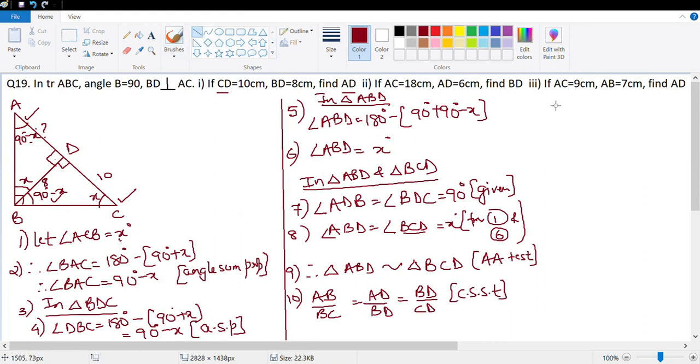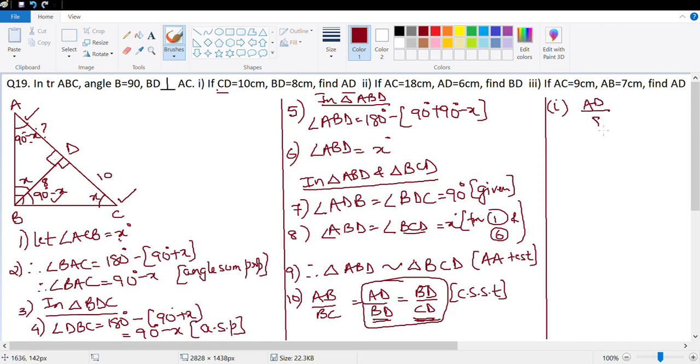Okay, now that we've got all this, let's see if we can figure out the first part of the question. CD is given, and BD is given. I need to find AD. So I will take these two. AD we don't know. BD is given equal to 8, and CD is 10. Therefore, AD is equal to 8 into 8, that's 64 divided by 10, which is 6.4 centimeter. So AD is 6.4 centimeter.